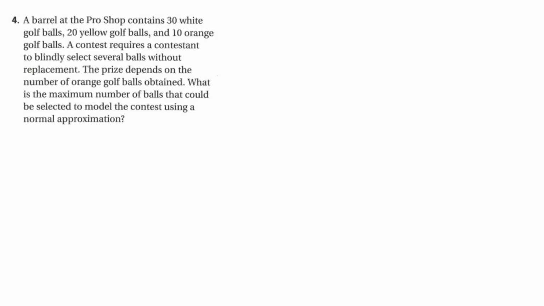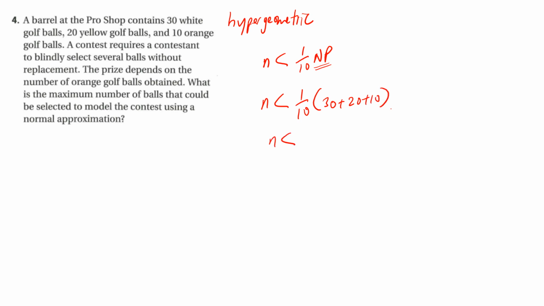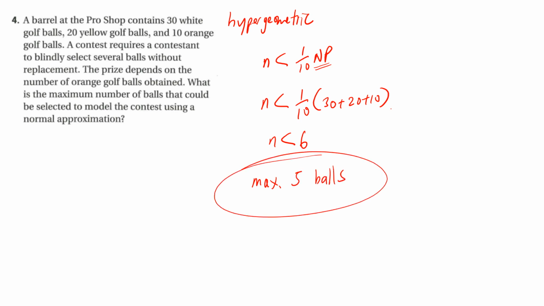Okay, we're taking balls out without replacement. This means we have a hypergeometric distribution here. The requirement for this to be accurately modeled by a normal distribution is that the sample size needs to be less than 1/10 of the population. Capital N here means the population. So n needs to be less than 1/10 of all the golf balls, right? 30 plus 20 plus 10, which means n needs to be less than 60 over 10, which is 6. So what's the next number below 6? It is 5, right? So the maximum would be 5 golf balls that you can take out.